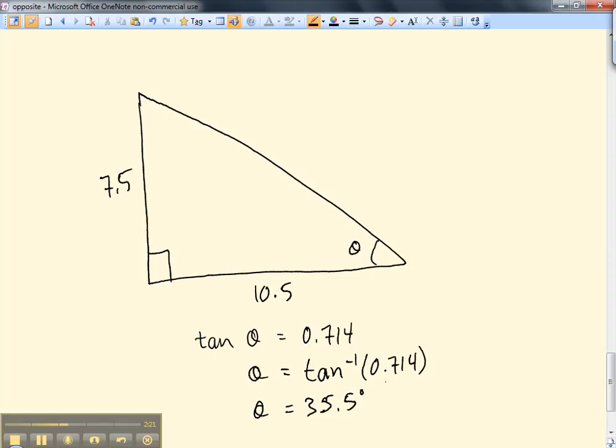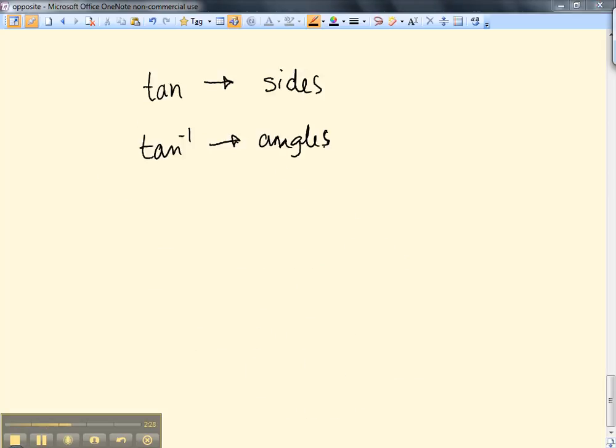All right. So we're just using inverse tan to find angles, and that's a good thing to write down. Tangent helps you find a side length. Inverse tangent helps you find an angle. So on this next triangle, I'm going to have a missing angle, and you're going to use the tangent ratio to solve it.